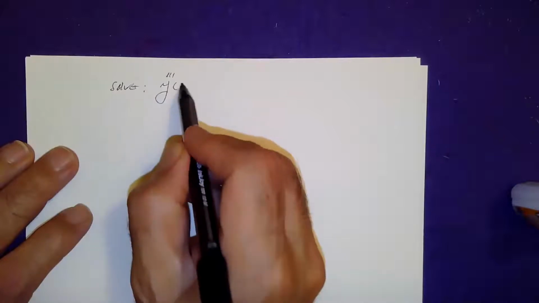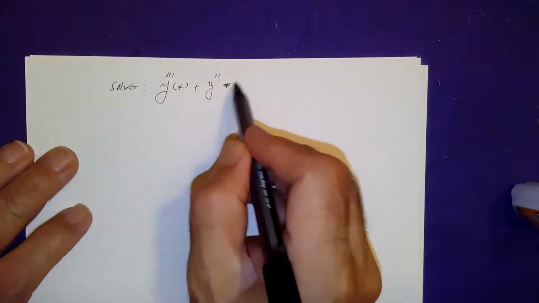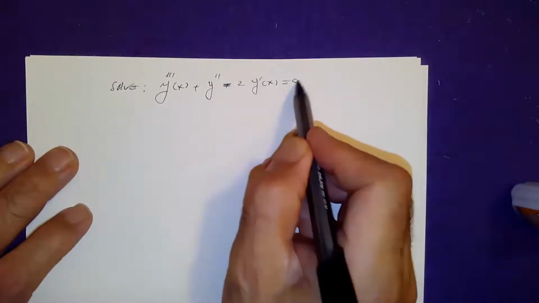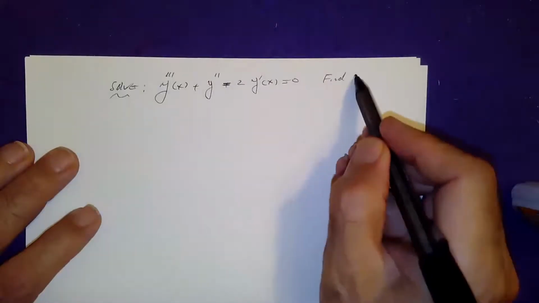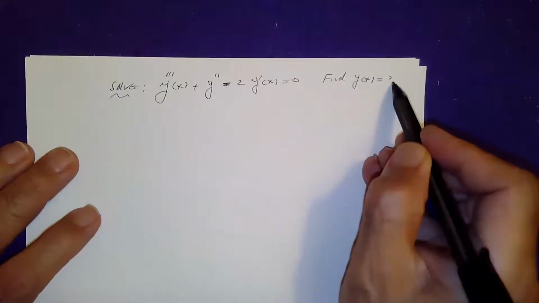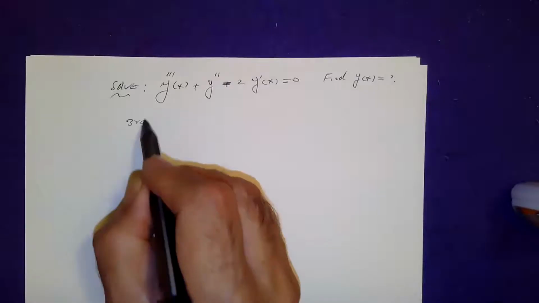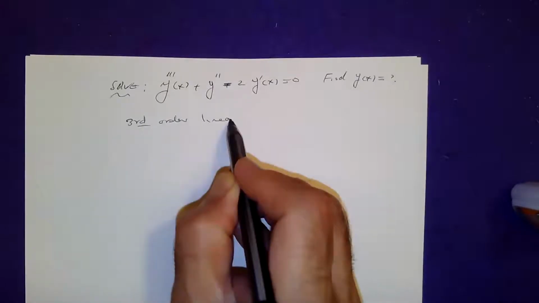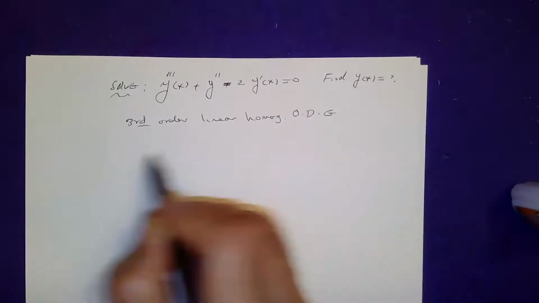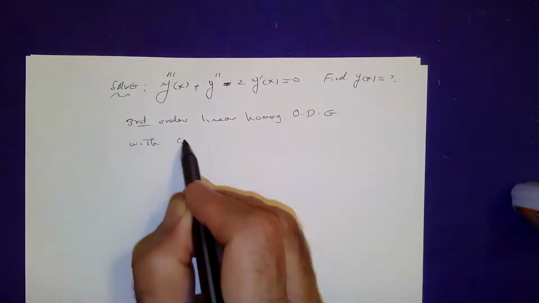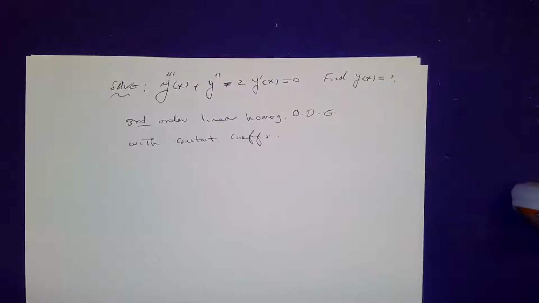Suppose we have y triple prime plus y double prime minus 2y prime equals 0. Question is solve. Remember, solve means what? Find y of x such that it satisfies this equation. This equation is called a third order linear homogeneous ODE with constant coefficients. That's the title of this equation.